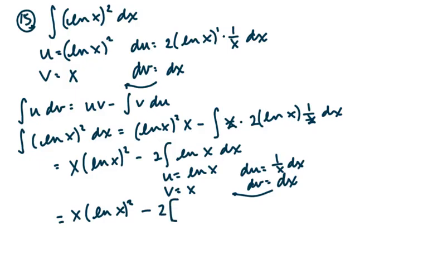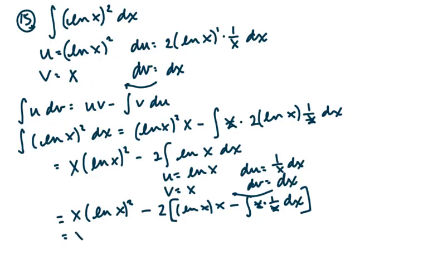Now here we're going to do integration by parts. So we have u, natural log of x, times v, x, minus the integration of v, which is x, times du, which is 1 over x dx. Now are we at the point where we can say this is the number 1 and go ahead and integrate?